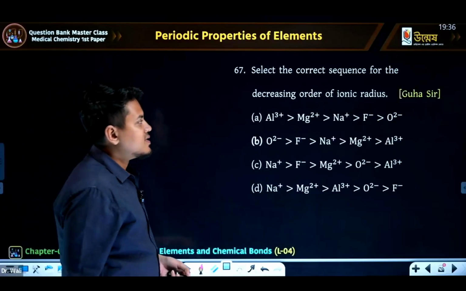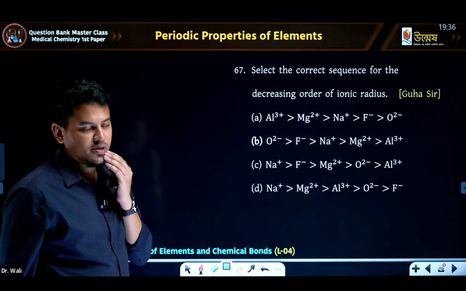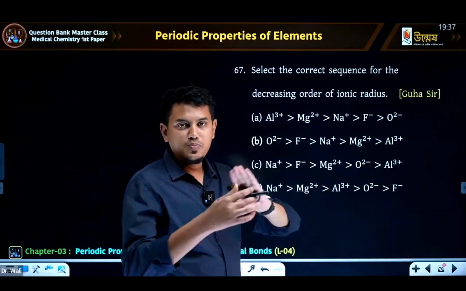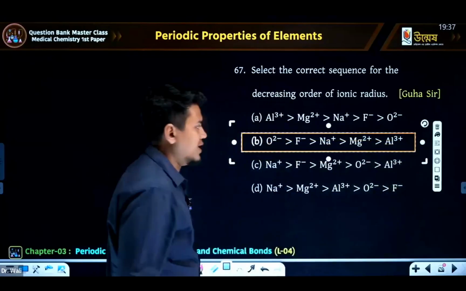Select the correct sequence for the decreasing order of ionic radius. This is not difficult any longer because we have practiced it a lot. As we can see, cations should be the smallest in size, and the charge will correspond to the size. So 3 plus will be the smallest one, and 2 minus will be the largest one. So the answer will be B.